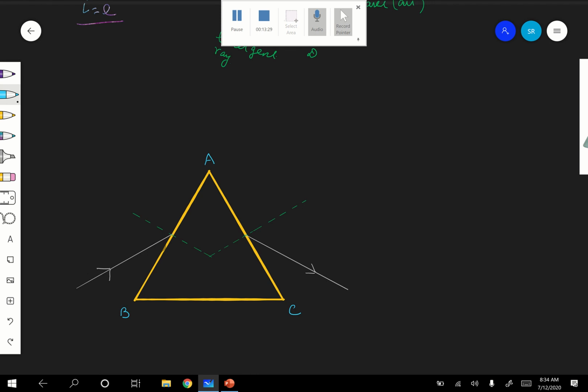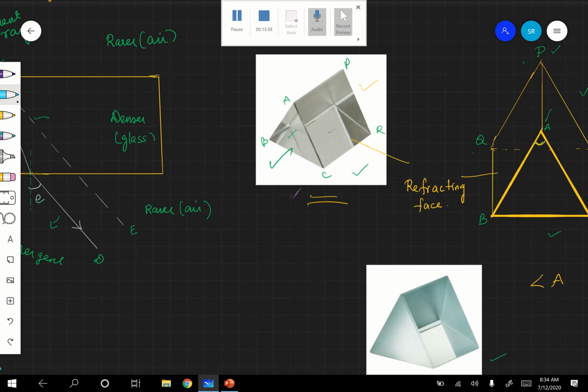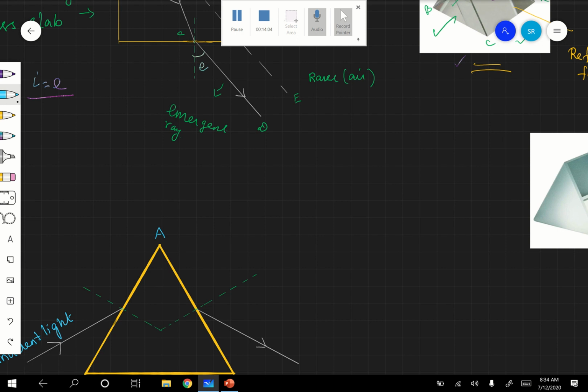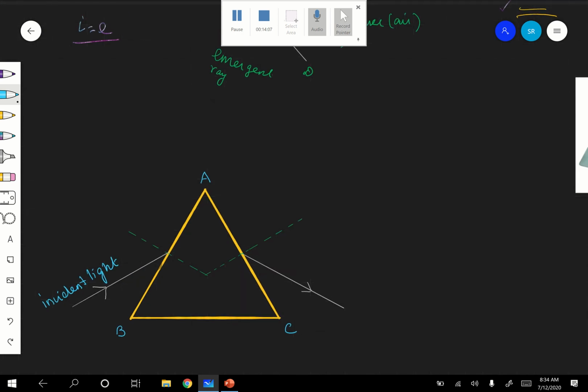Now in this, see, this is the incident light. The incident light is falling on the face AB. I told you only the principal section is shown while we are drawing the ray diagram. Actually, the refraction is taking place in the face ABPQ, but I cannot show that because it's 2D, so only this principal section is taken. Therefore, the light falls on this face, that is AB.